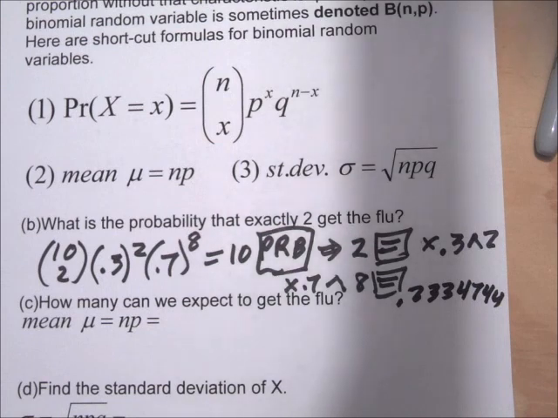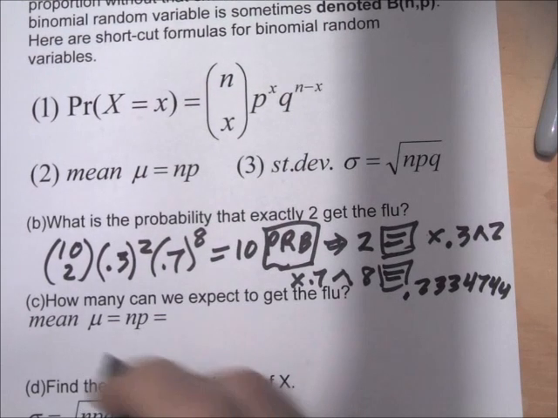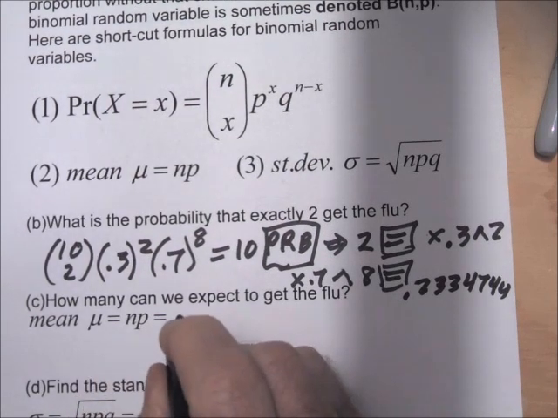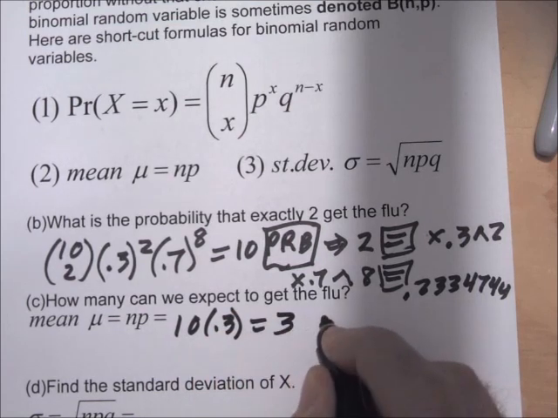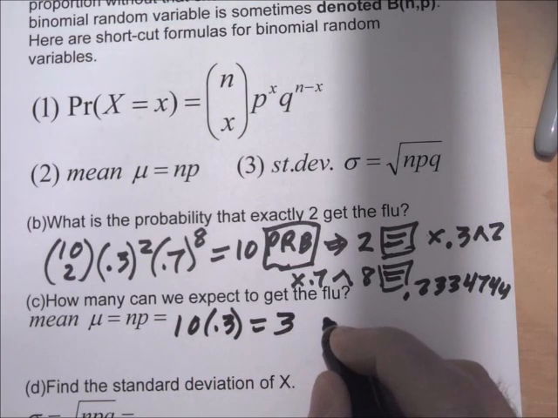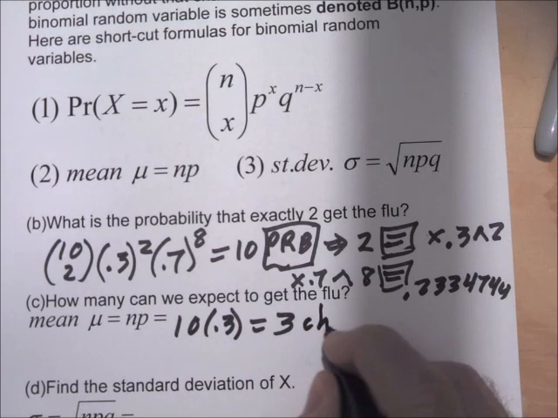Okay, so the mean, so that's for the probability x equals 2. The mean is n times p, so that's going to be 10 times 0.3. So on the average, we would expect 3 children to get the flu.